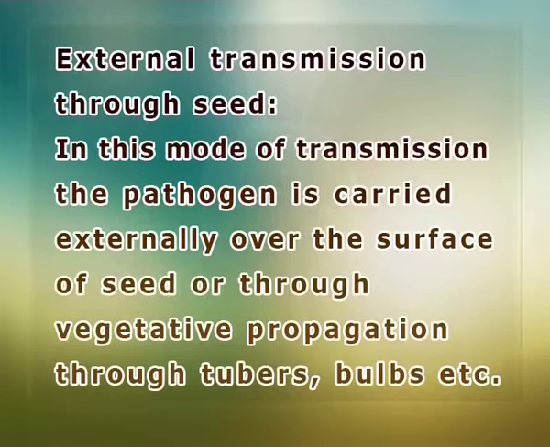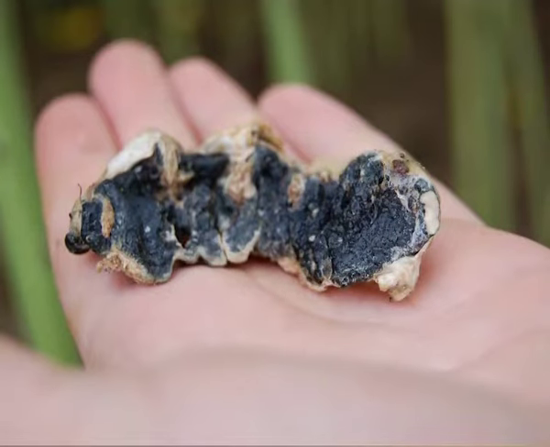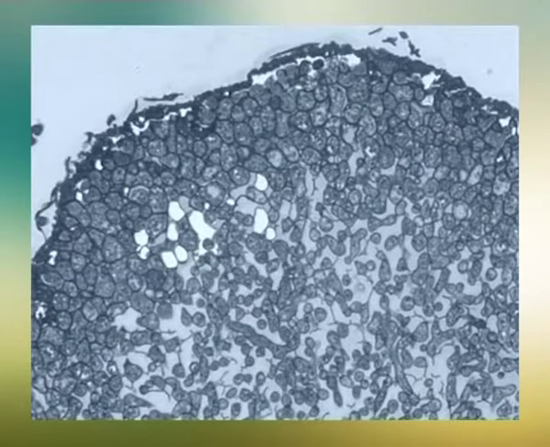External transmission through the seed. In this mode of transmission, the pathogen is carried externally over the surface of the seed or through vegetative propagation through tubers, bulbs, etc. They may even be carried as a physical mixture of fungal structures with the seed. The common grain smut of jowar is an example of the former type, while the fungal structures called sclerotia, which have the size of a grain or slightly bigger in the case of the ergot disease of bajra, are often likely to be transmitted in the form of a physical mixture within the seed.